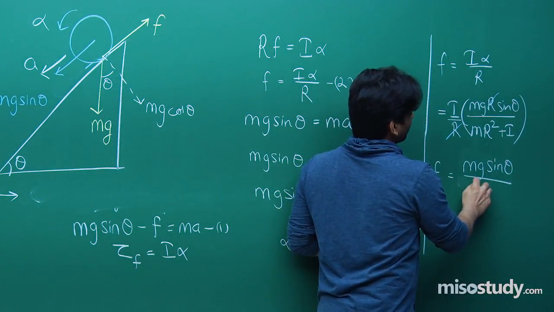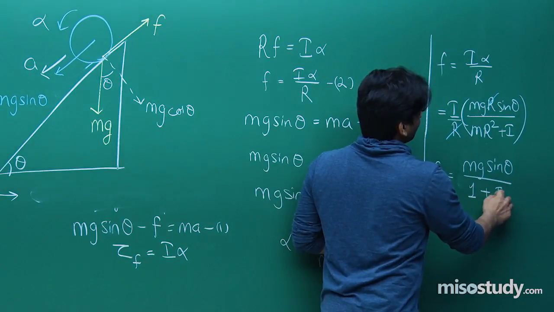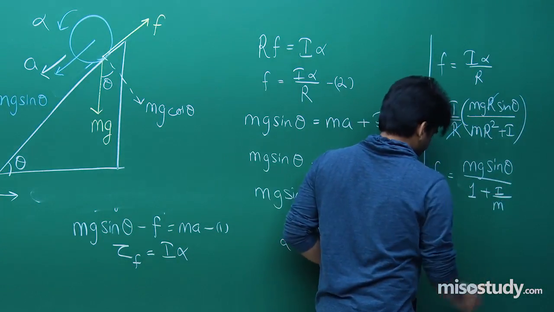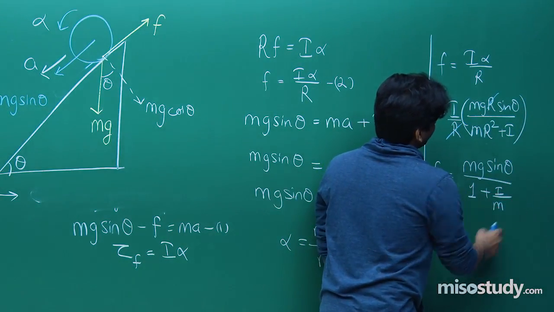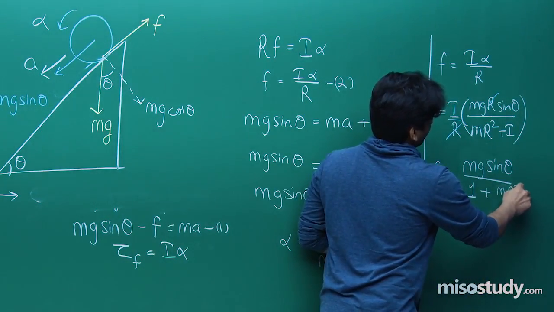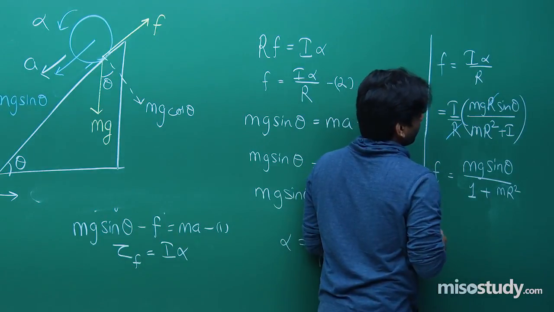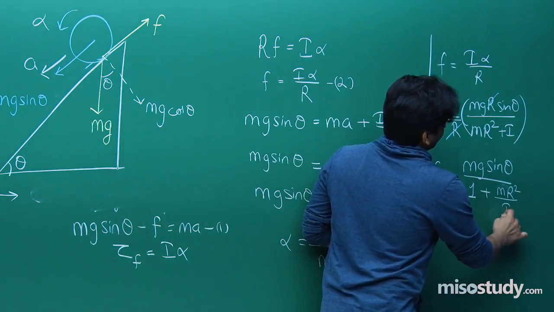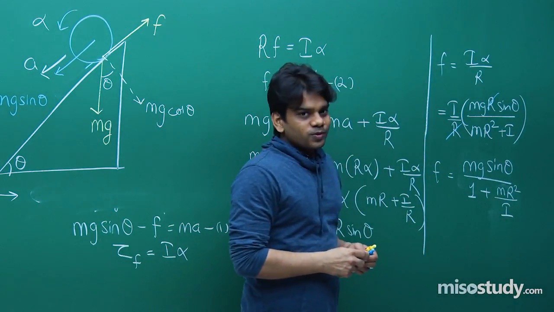So we'll be having this as 1 plus mr square by m. Sorry, this will be mr square by I. We have done I by I, which will give you 1, and mr square by I. This will be the value of frictional force.